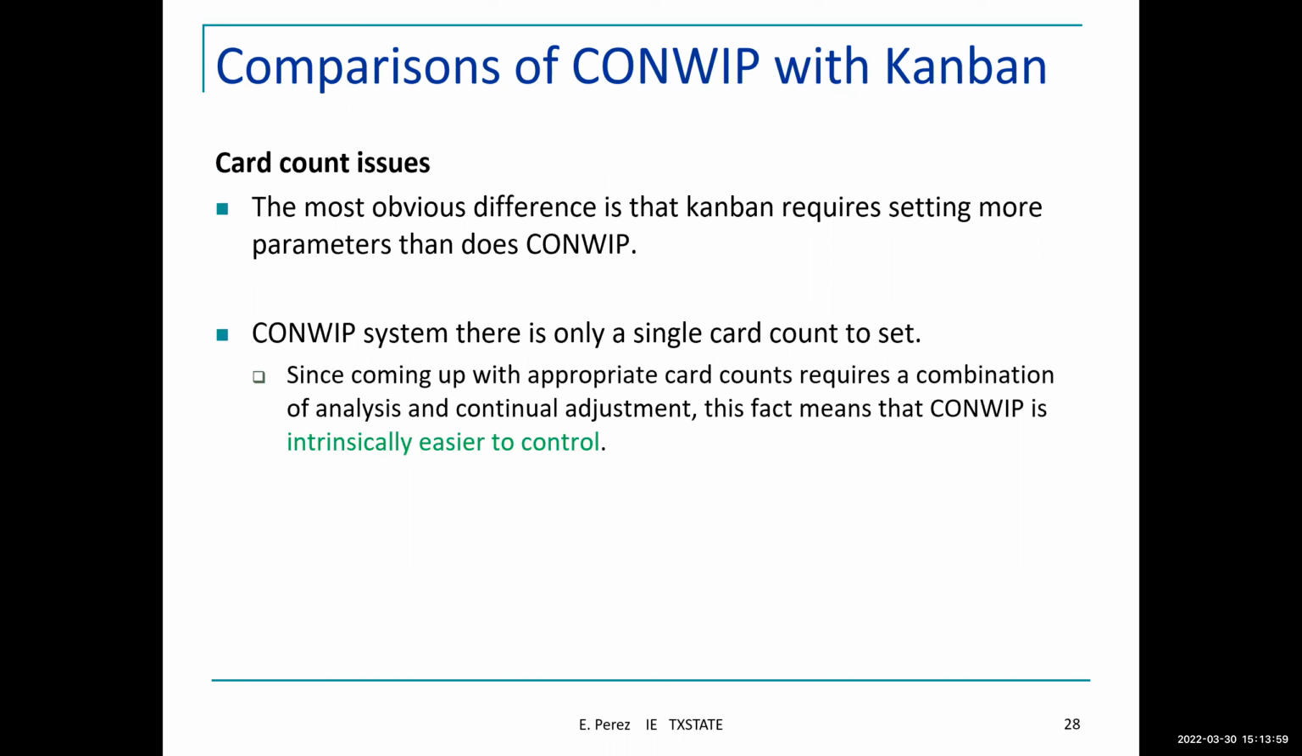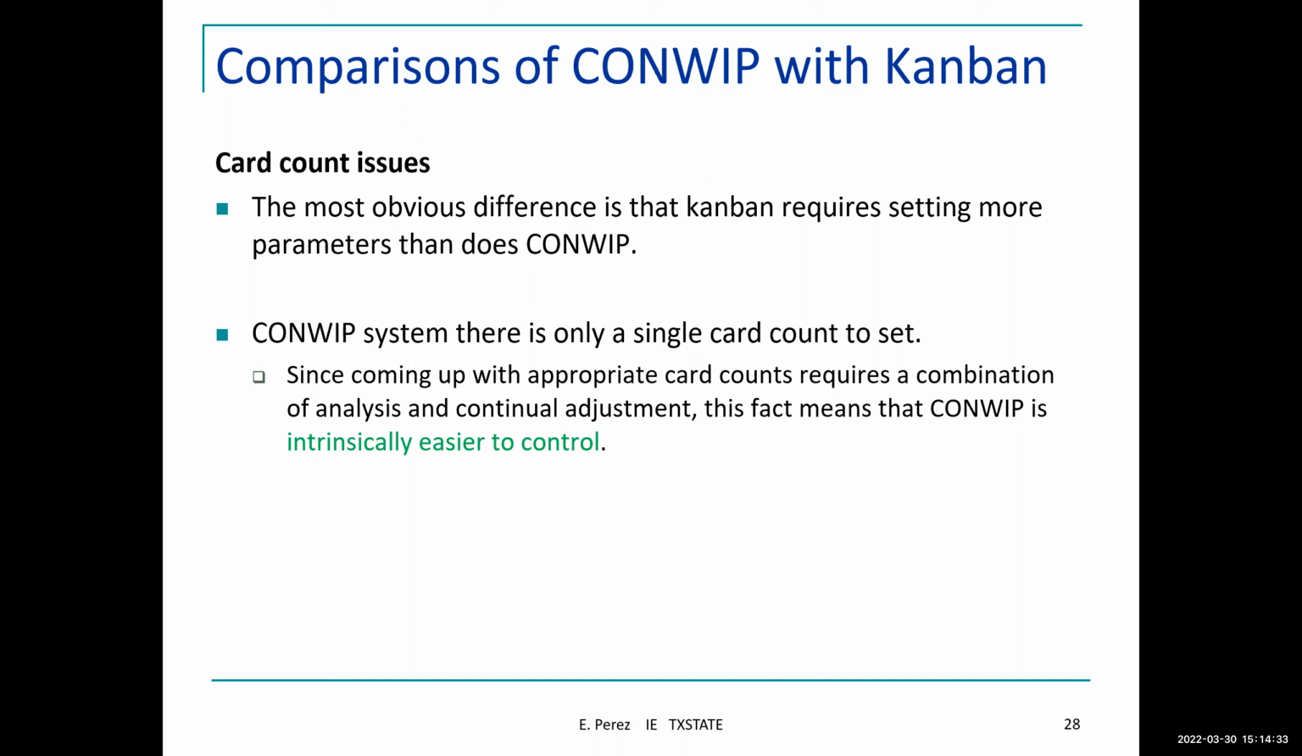The card count issue is the most obvious difference. Kanban requires setting more parameters than CONWIP. So you need more cards in the pull system than in CONWIP, because in CONWIP you only have one signal going from the end to the front. So in a CONWIP system, there's only a single card count to set. Since coming up with an appropriate card count requires a combination of analysis and continual adjustment, this means that CONWIP is intrinsically easier to control.